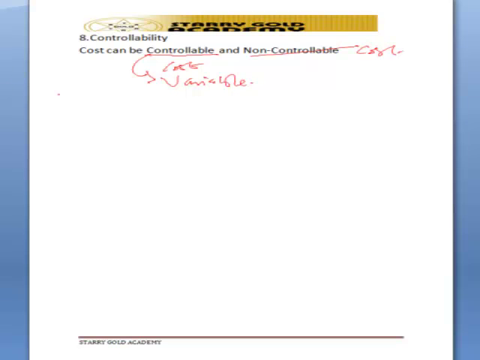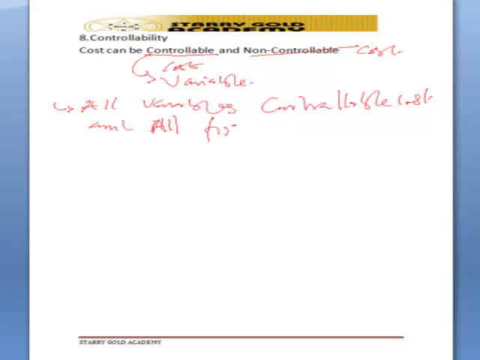But however, there are the following fallacies about controllable costs. One of them is that all variable costs are controllable costs, and all fixed costs are non-controllable. That's one of the fallacies of controllable and non-controllable costs.